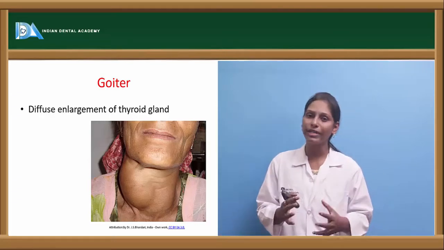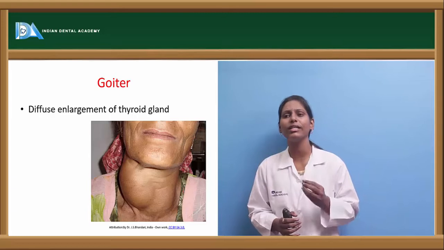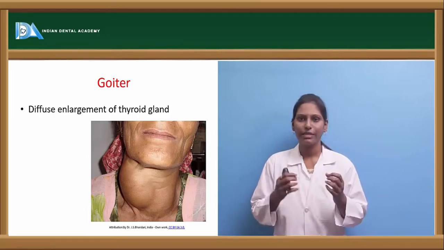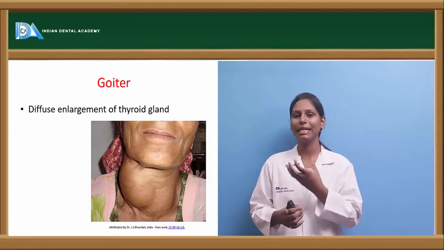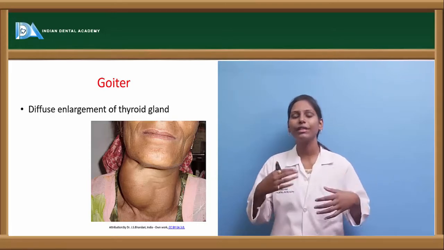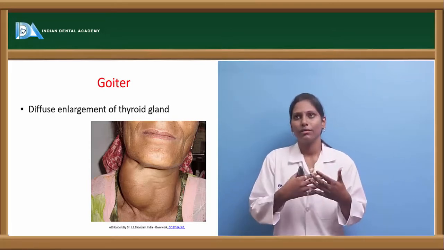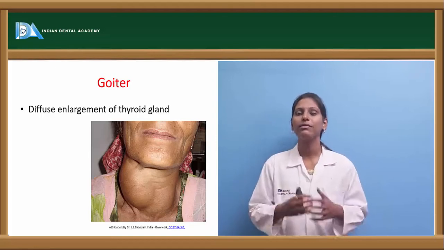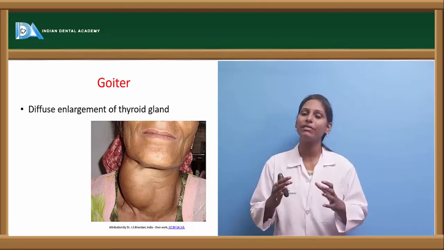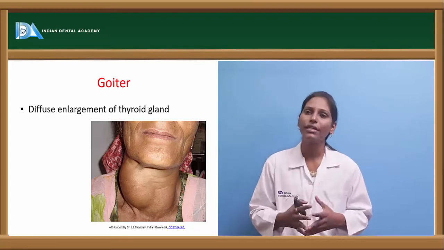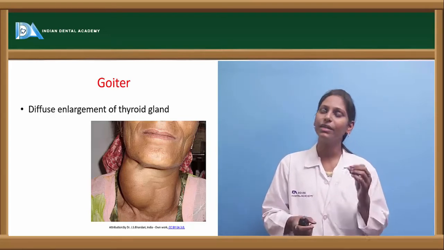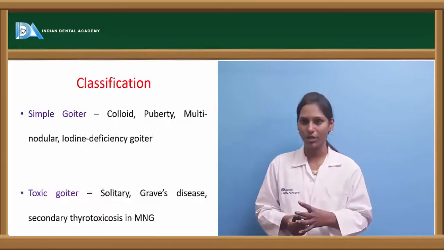So coming to goiter, the word goiter is derived from a Greek word which means gutter. Gutter actually means neck. However, over the flow of time, any benign swelling present within the thyroid came to be called a goiter. Now this goiter is nothing but a benign diffuse enlargement of your thyroid gland.